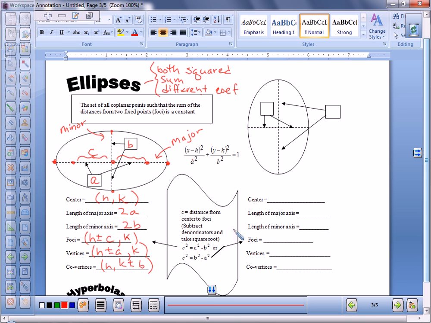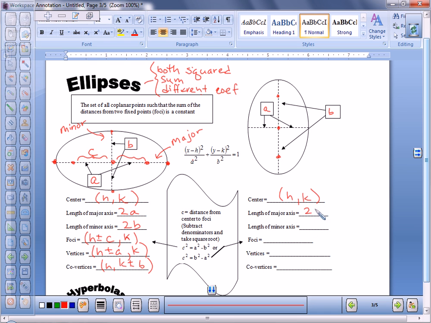All right, so not much changes when it's elongated vertically. We still have our center. Our foci will now be on the vertical axis. This distance is still a, and this distance is still b. But what's going to switch is what we call major and minor, vertices and co-vertices. So our center is still (h, k), but what would the length of the major axis be if we elongated it vertically? 2b. And what about the minor? 2a.